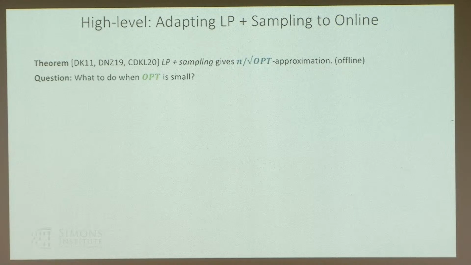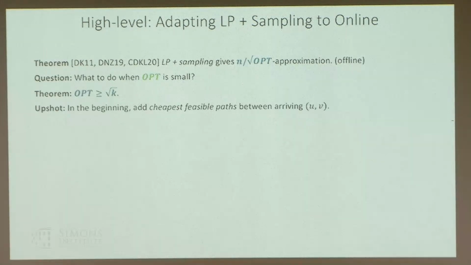Previous frameworks can prove that this general LP plus sampling approach can give us an n over square root of opt approximation in the offline setting. And then they deal with the case when opt is small via kind of sophisticated techniques. And those techniques don't seem to be extendable to online.